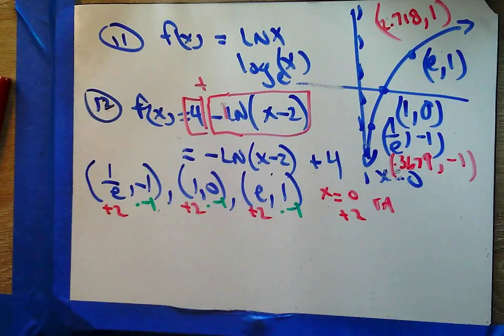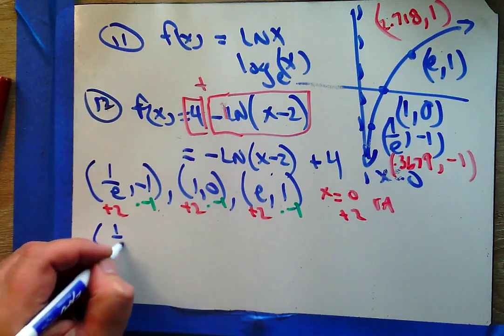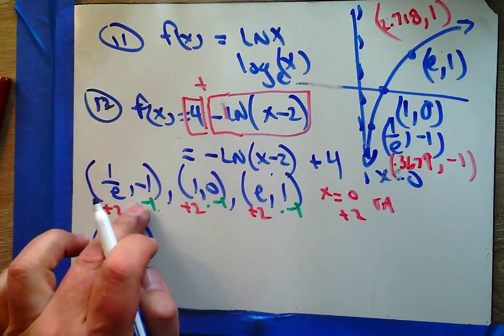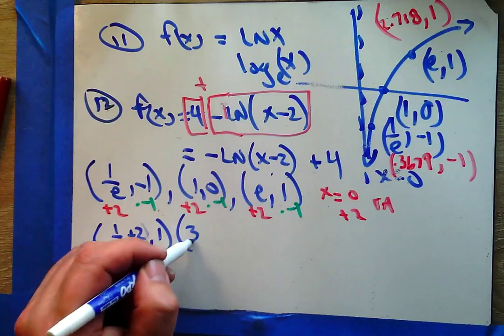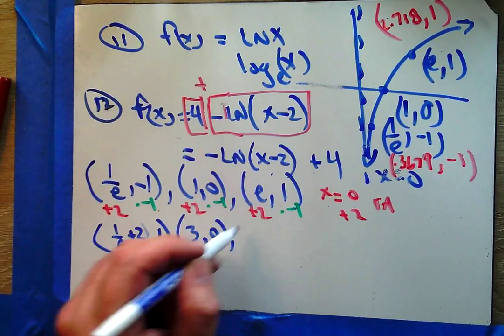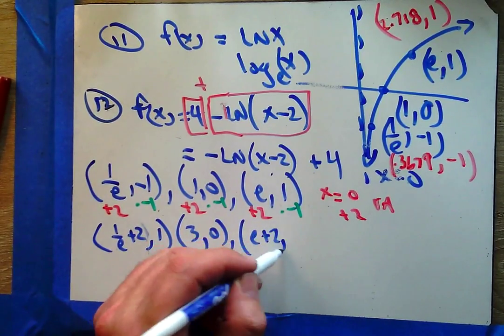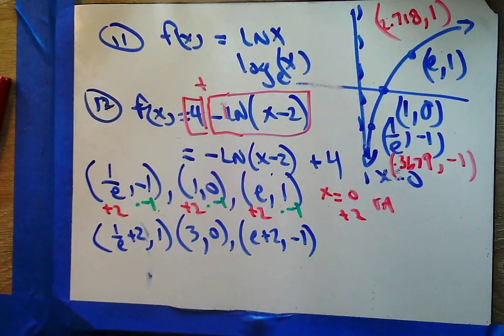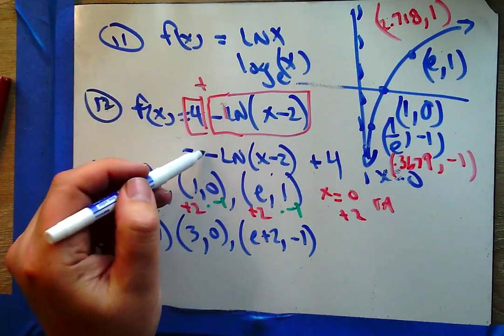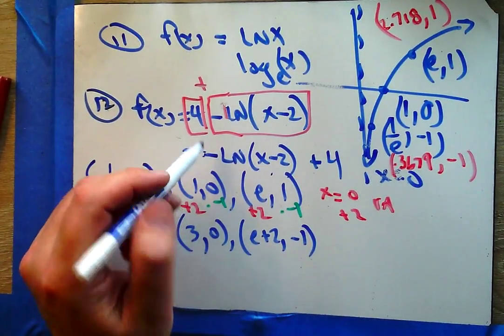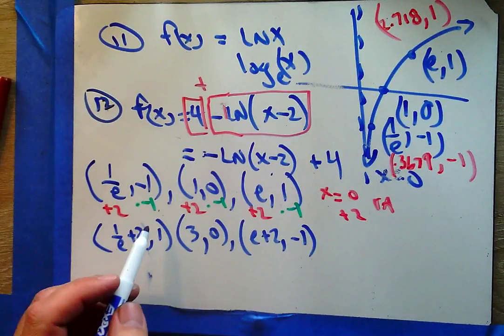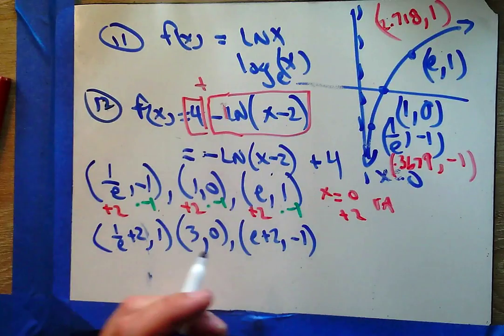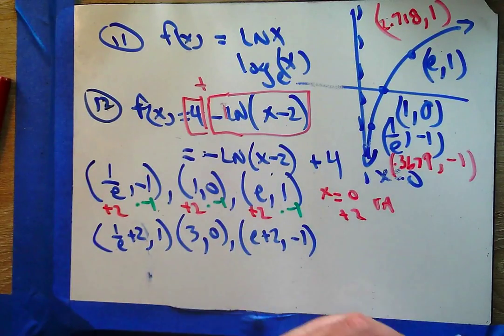And so my transition points are going to be 1 over e plus 2, comma 1, 3, 0, and e plus 2, negative 1. Okay? Remember, this has got a negative out front, and that negative out front reflects the graph. Okay, so my high point is on the left side, my low point is on the right side.